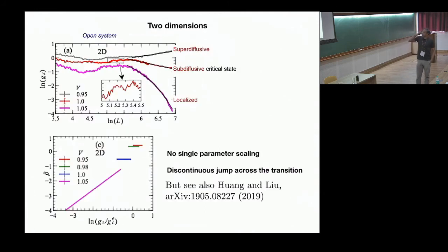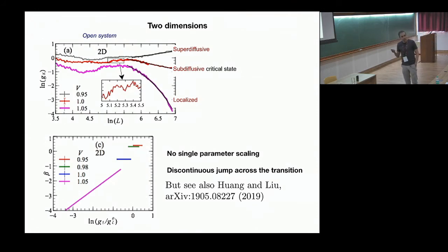So what we can do is go ahead and do exactly the same analysis in two and three dimensions that we did in one dimension. Look for the conductance as a function of system size and look for single parameter scaling. This is what we see in two dimensions. This is log G as a function of log L, for different values of V: above the transition, at the transition, and below the transition. Once again, you have localized behavior below the transition. And as opposed to ballistic behavior, now in two dimensions you have super diffusive behavior above the transition. And exactly at the transition, it appears that you have subdiffusive behavior.